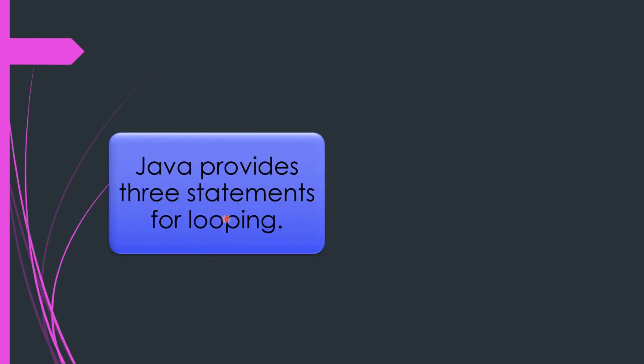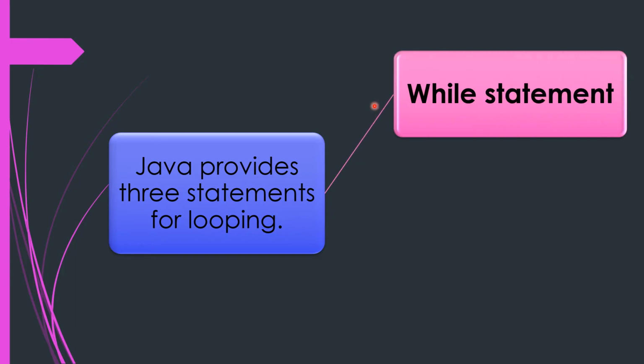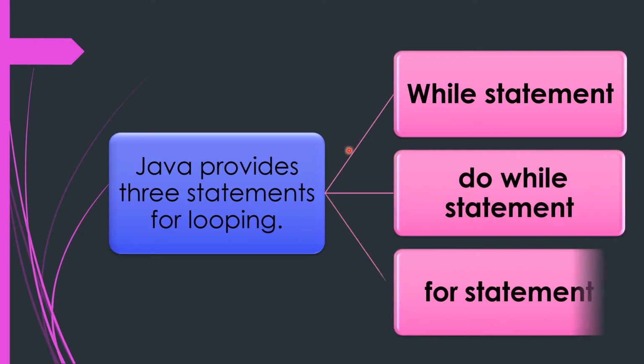Now, Java provides 3 statements for looping. First is the while statement. We are going to study this statement in detail today, and we will study the other 2 statements, do while and for, in the next video.